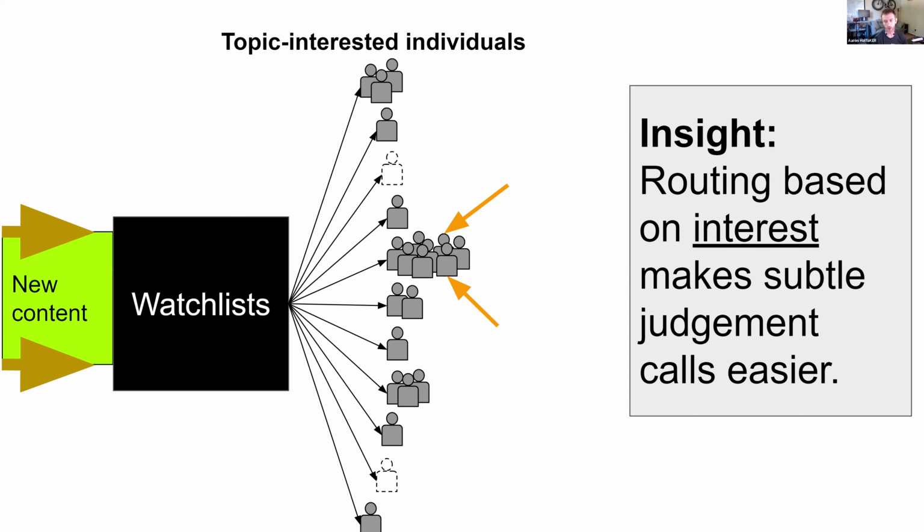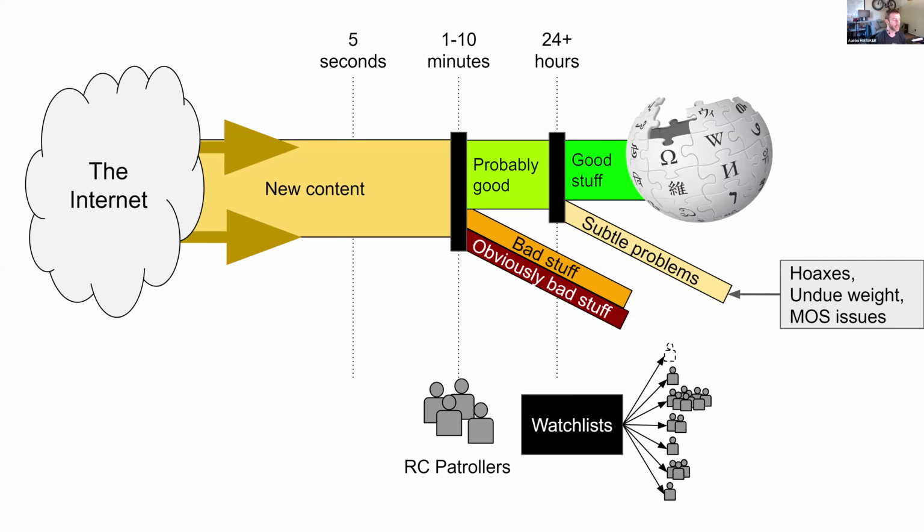The most popular and important articles have lots of people watching them, and articles that are much more obscure have few to zero people watching them. What this does is it moves subtle problems out of the hands of the RC patrollers. RC patrollers can say, I don't know about this, it looks good enough. And the people with their watch list can say, oh, actually, this is a hoax, or actually, I know for a fact that this is good enough. And so you can see how this is starting to become a staged filter process.